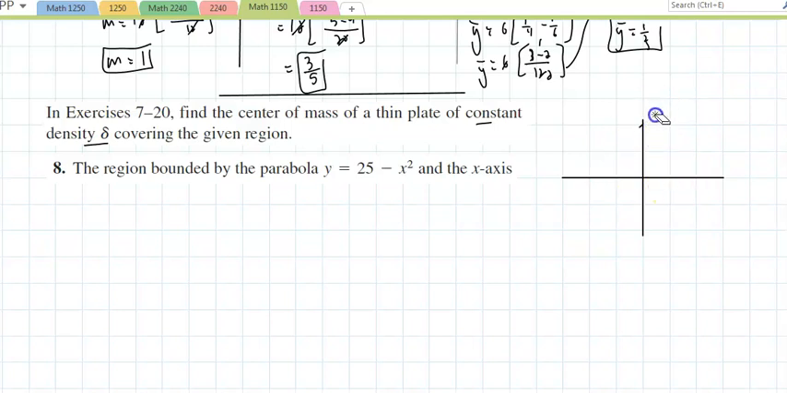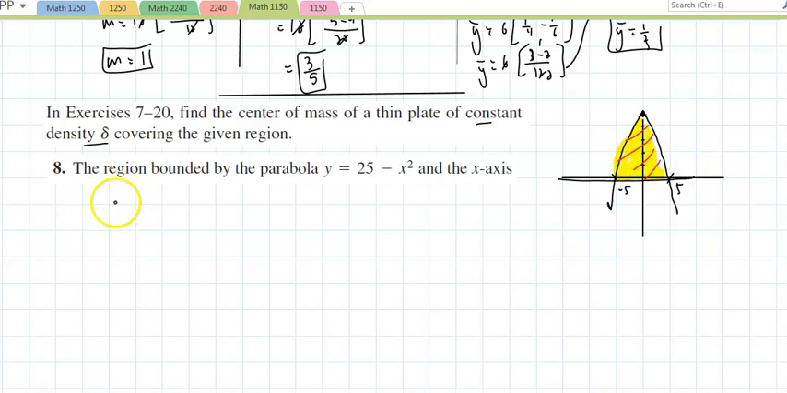To figure out where that is, I need to kind of scale this. Let's say that's 5, 10, 15, 20, 25. And that's radical 5, and that's 5 and minus 5. So the region bounded by the parabola and the x-axis, okay? So they're talking about this region. And in case you have a hard time seeing these colors, it's really right there.